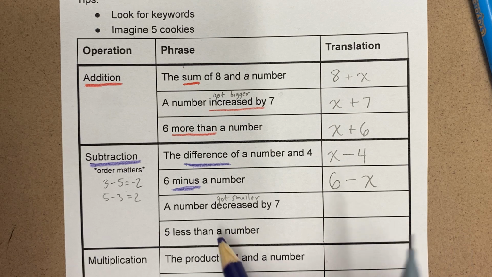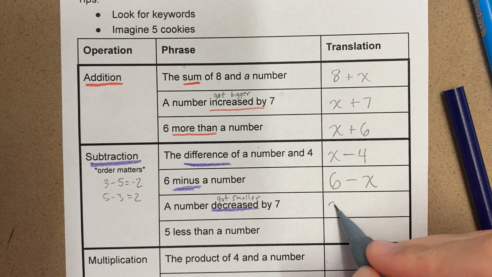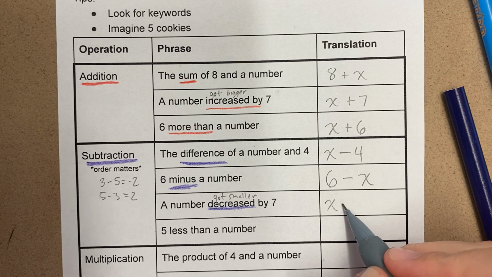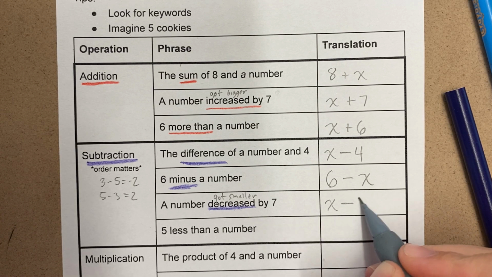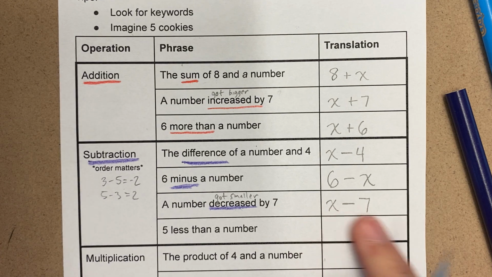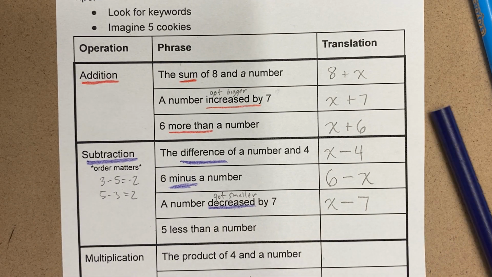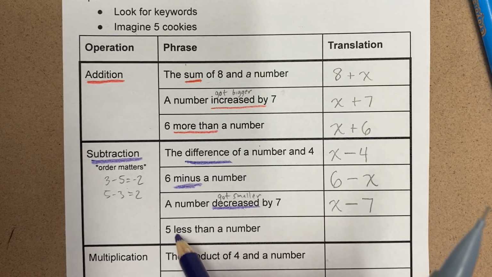So this time, if a number is decreasing, I'm starting with a mystery number, and it's decreasing, it's getting 7 taken away, it's getting 7 smaller. So if I had 10 cookies and then I eat 7 of them, well, now my number of cookies has decreased by 7.